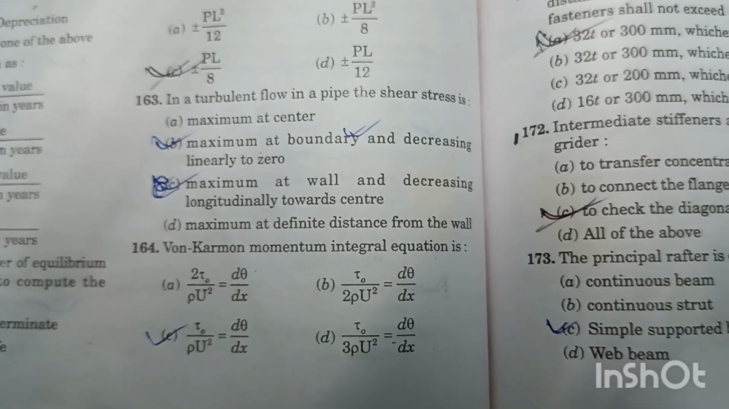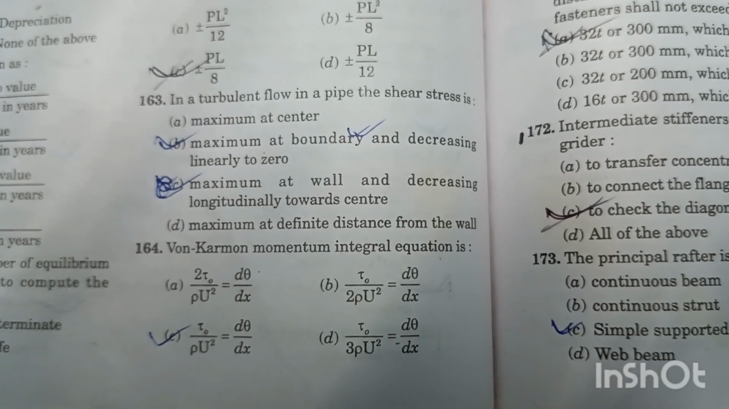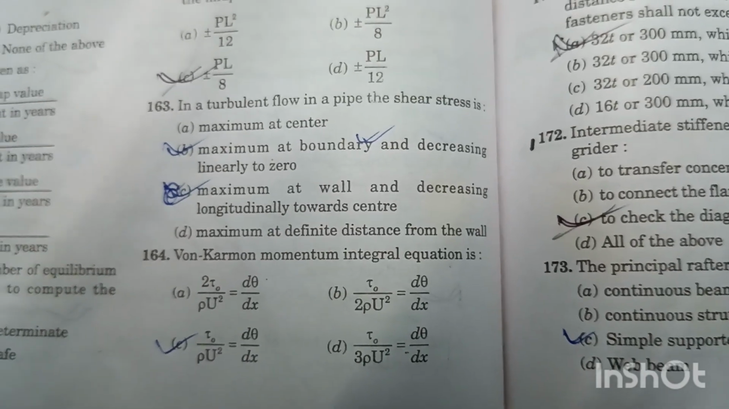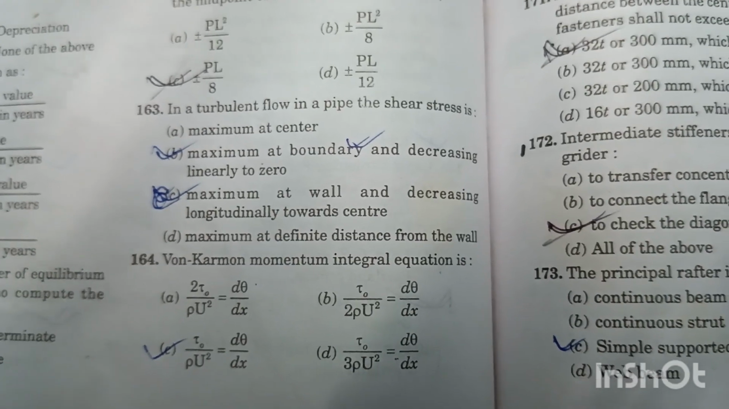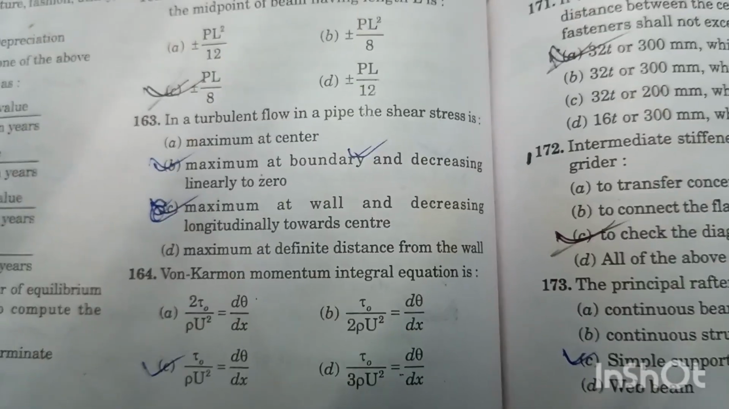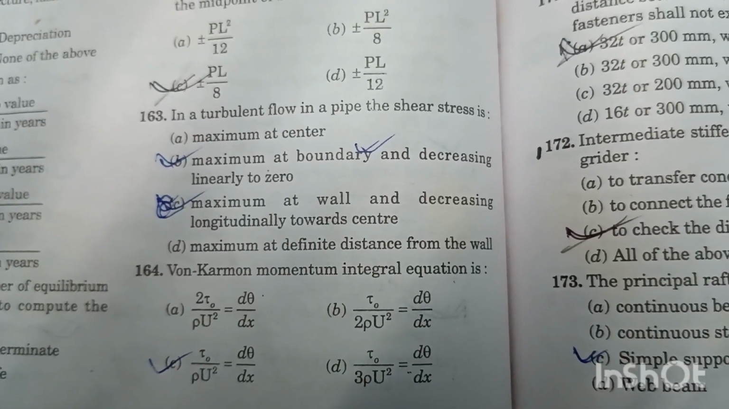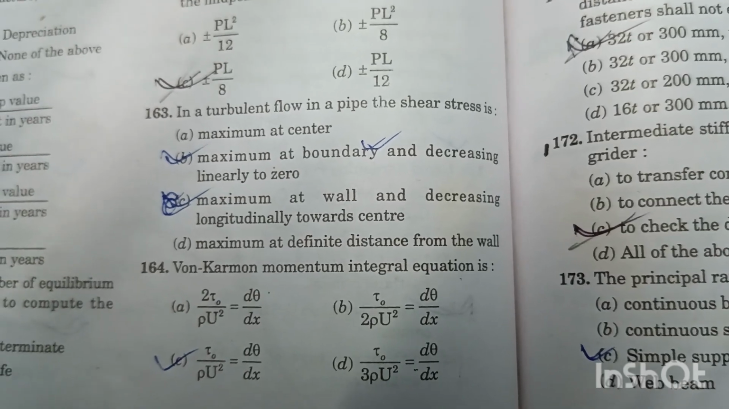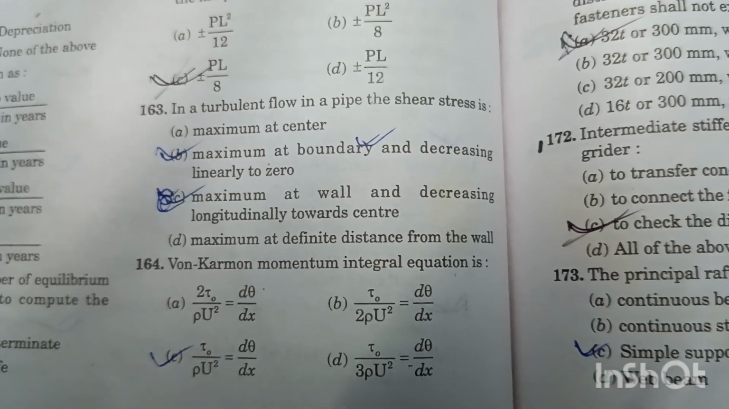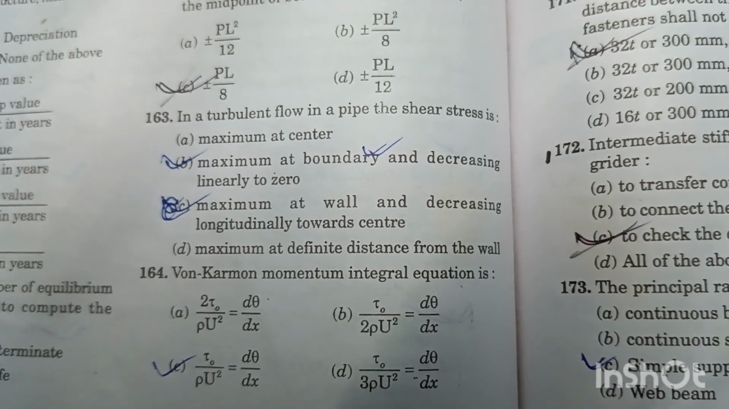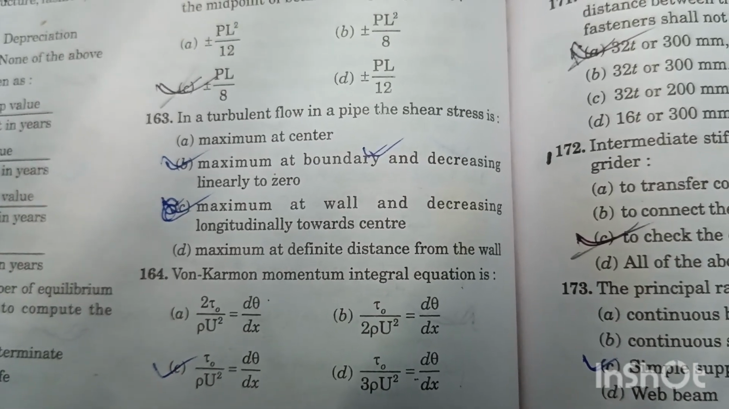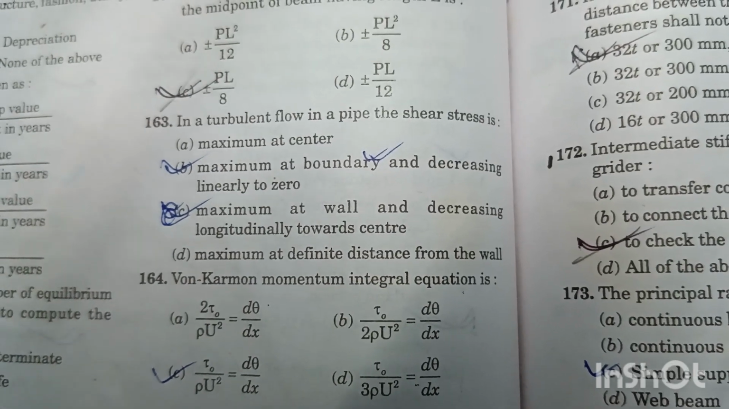Question number 164. Von Karman momentum integral equation is, option C is the right answer. Please keep in mind tau naught divided by rho u square equals d theta divided by dx, where tau naught is the wall shear stress in the boundary layer, rho is the density of water, u is the velocity, and theta is the momentum thickness. And this momentum integral equation is valid for steady turbulent boundary layer.